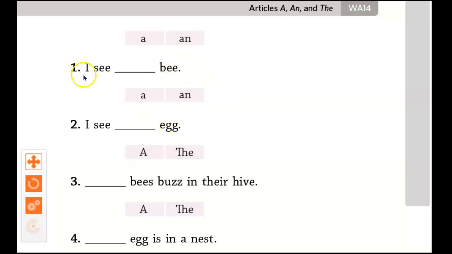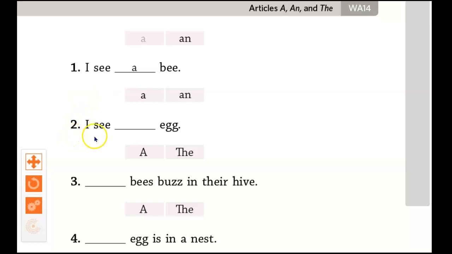In this first sentence, it says, I see blank bee. So our choices are a or an. What do you think? I see a bee. I see an bee. Which sounds right to you? Yeah, you're right. I see a bee. Eek! I see a bee. I hope there's no bee in here.